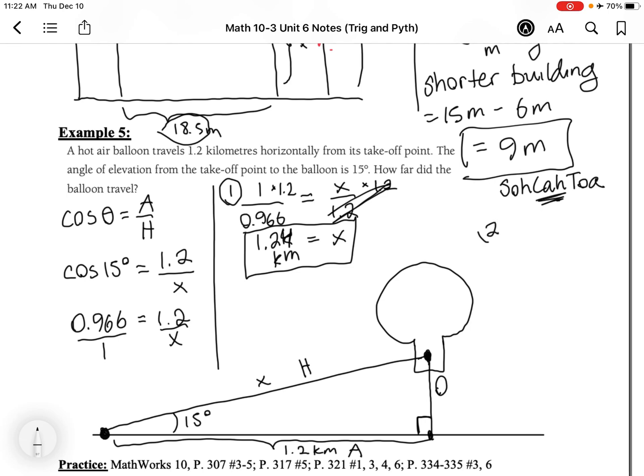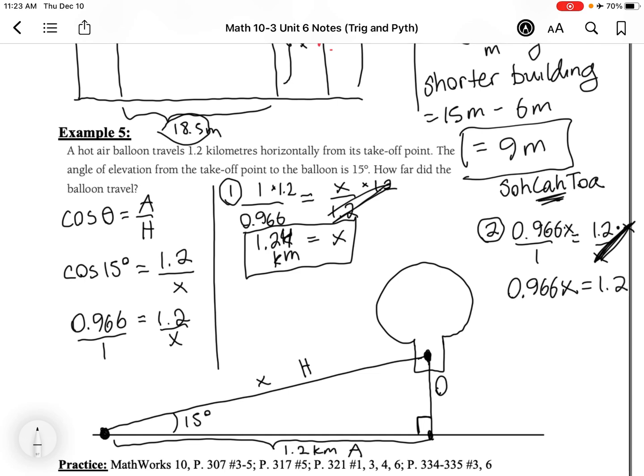The other thing that you could do, though, is you could just solve it as is. So it's 0.966 over 1 equals 1.2 over x. Well, now we have to take a step to get x out of the denominator. And what we have to do there is undo the division by x. So to do that, we'd have to multiply both sides by x. So these are going to cancel. And I've got 0.966 times x divided by 1. Well, I don't really have to put in the divided by 1 because anything divided by 1 is itself.